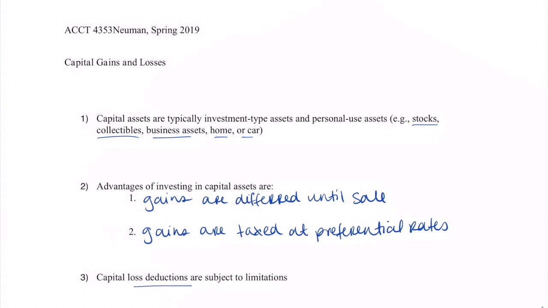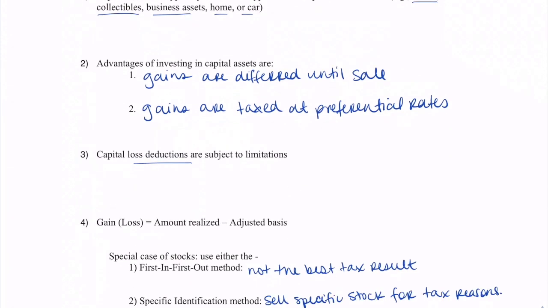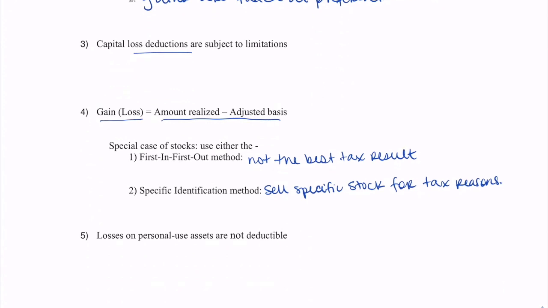The capital loss deductions are subject to limitation. You guys are already comfortable, I think, with the calculation of gain or loss, which is amount realized minus adjusted basis. And we go into some detail in this chapter talking about if we have groups of stock, what are we doing, which one are we selling?